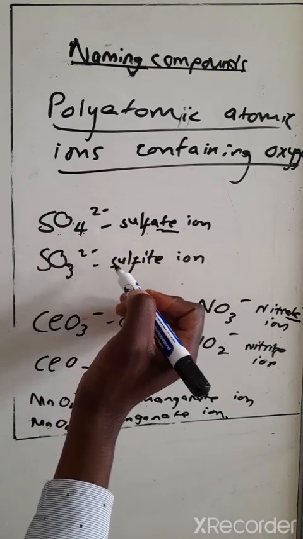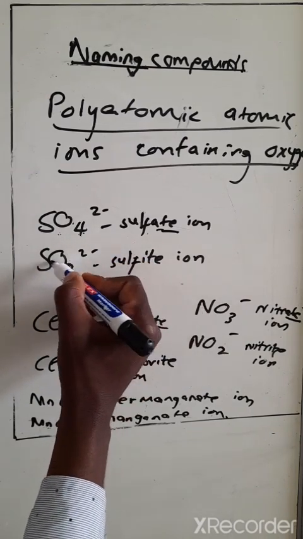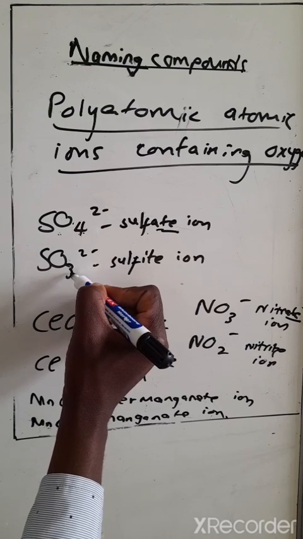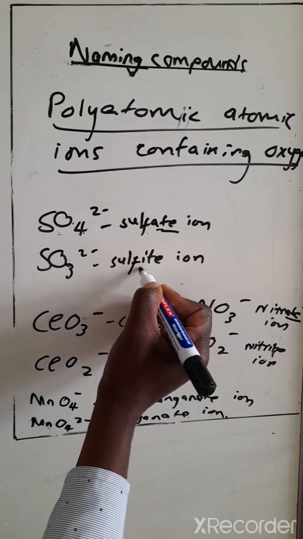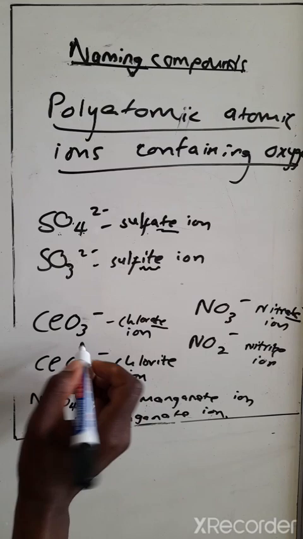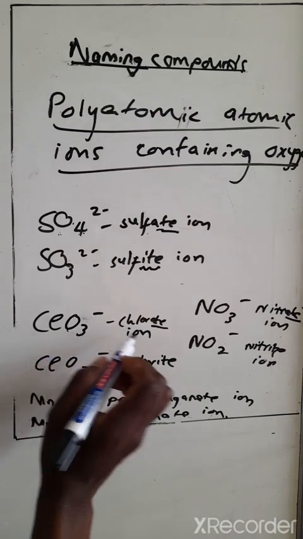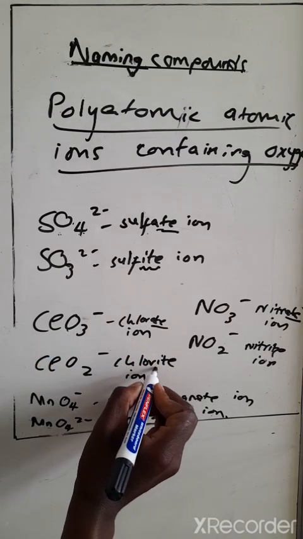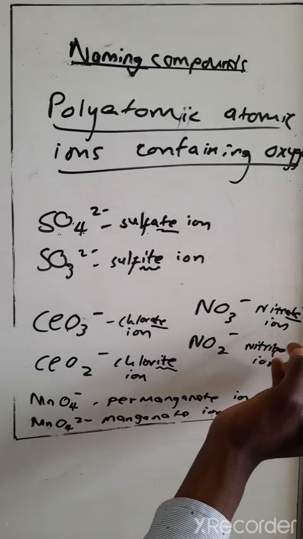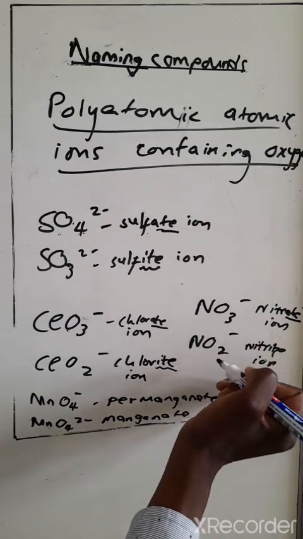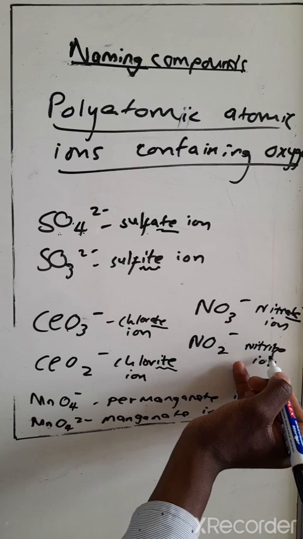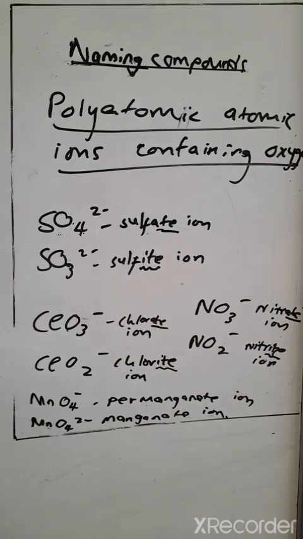Okay, so once you drop one oxygen, for example, you are going to have SO3, okay. Then what is going to happen? The name changes to ite now. You see, chlorate 3, you drop 1, the name changes to ite now. Nitrate 3 maximum, and then drop 1 oxygen, the name changes to ite. Okay, that's another way of remembering these polyatomic ions.